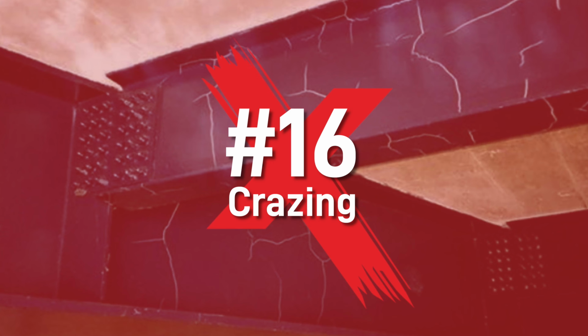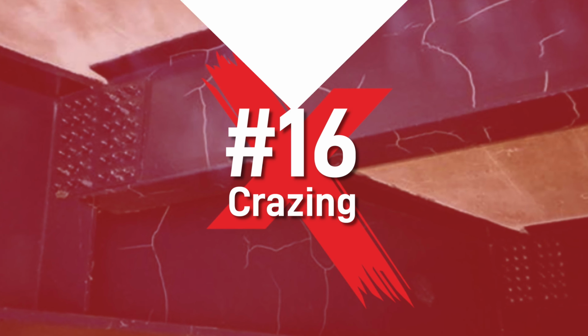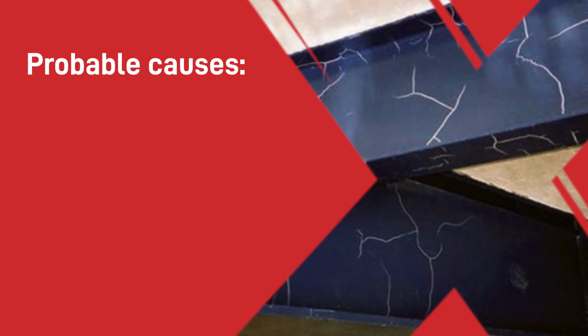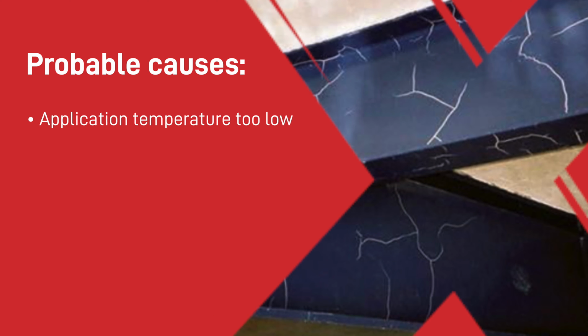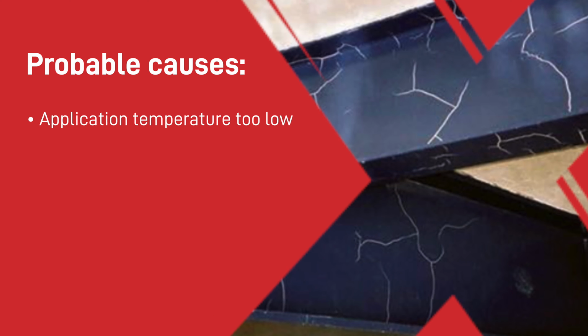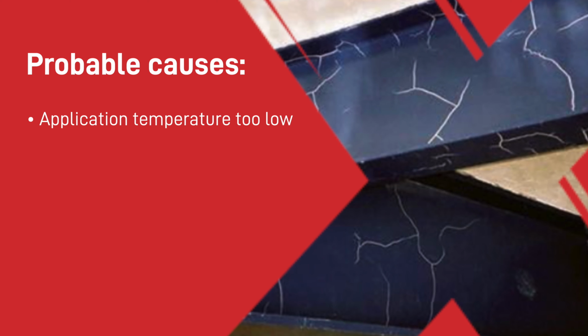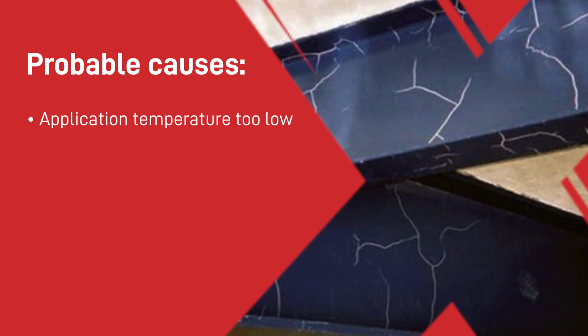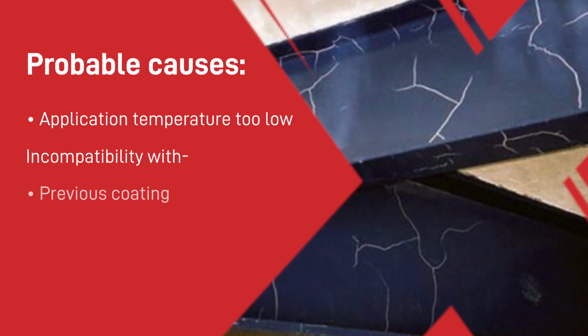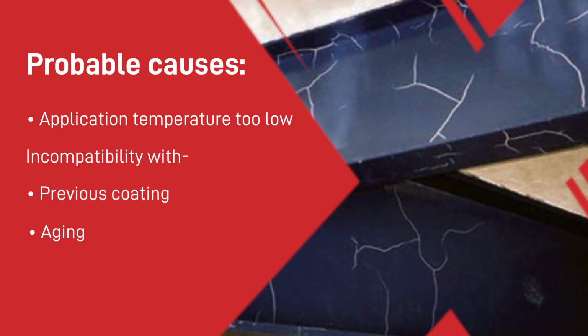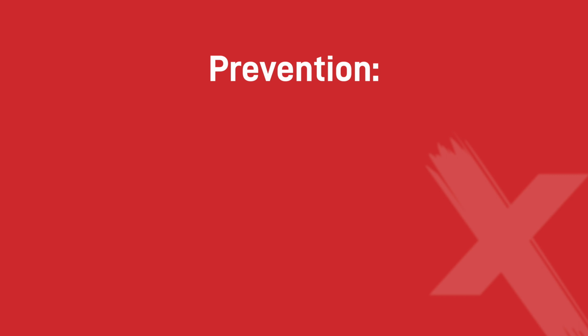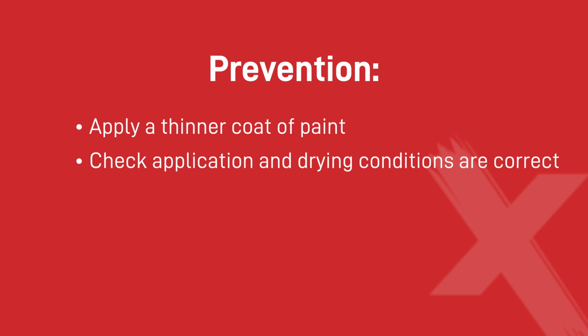Coming in at number 16 of our list of defects is crazing. Another common paint problem, crazing most often occurs when application temperature is too low or below 5 degrees. Check out our link above on temperature for a detailed guide. It can also be an issue if there is an incompatibility with previous coatings, aging, or if there is a high film thickness. To prevent crazing, apply a thinner coat of paint, add slower drying solvent, check that application and drying conditions are correct for the paint system used, and check compatibility between previous coatings and the new coating.